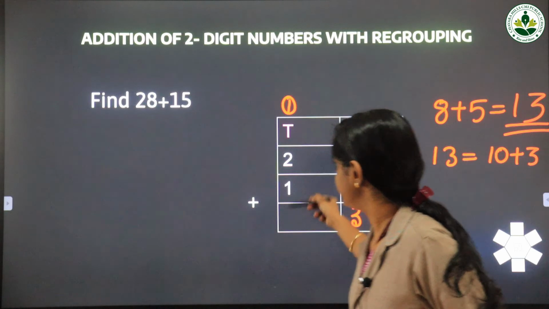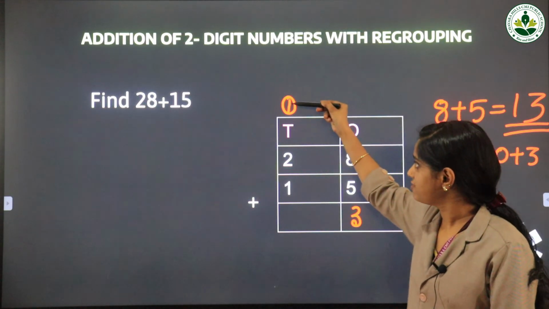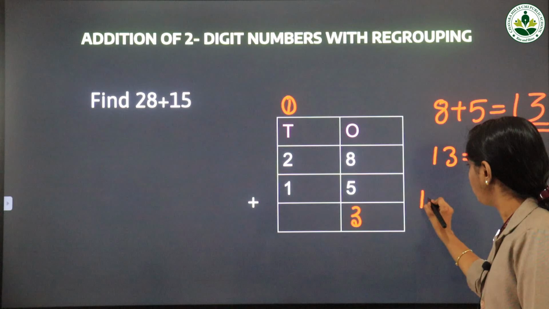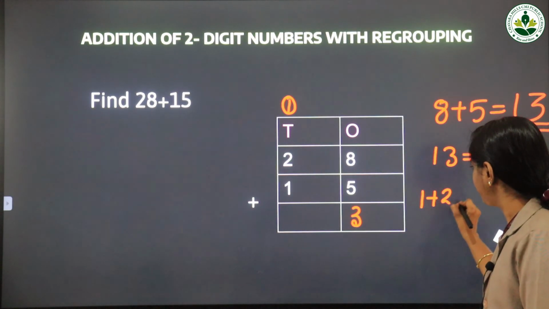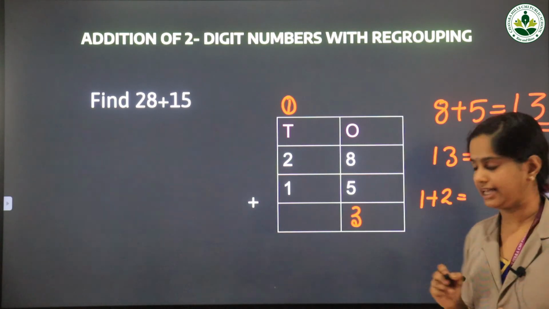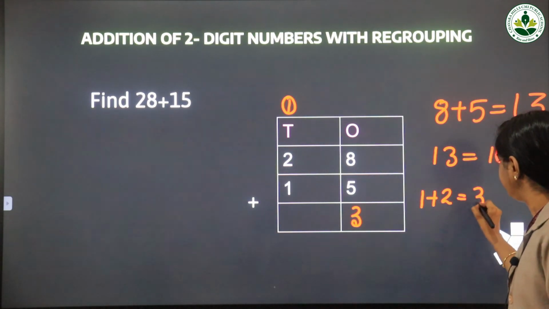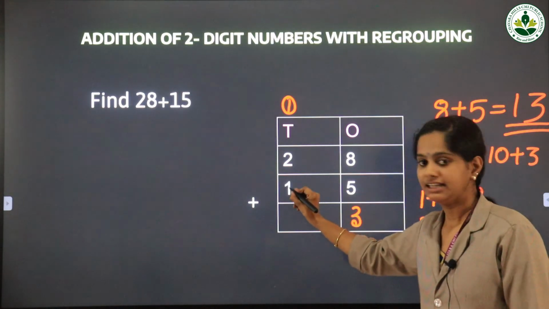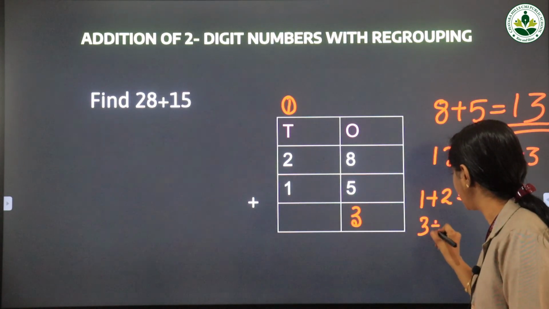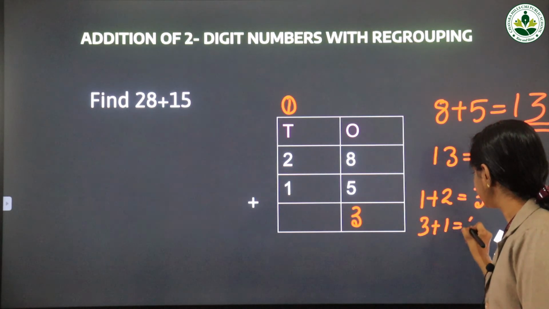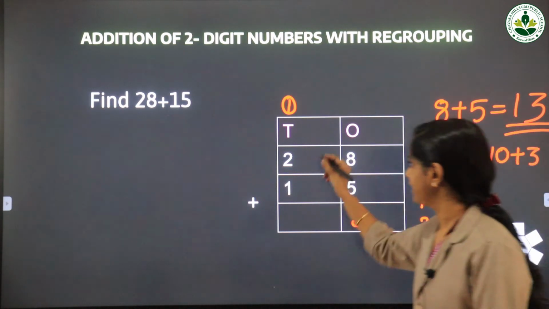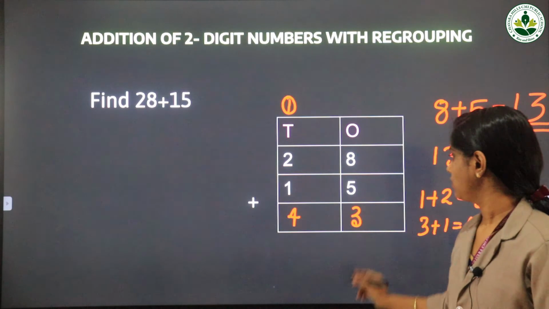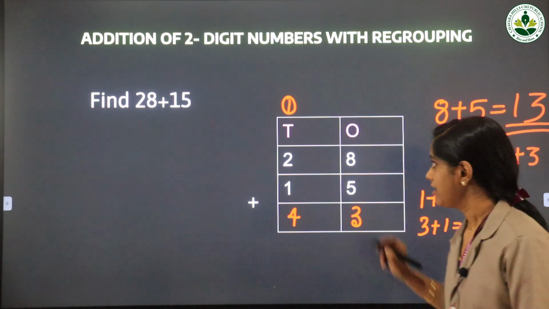Then, we add the digits in the tens place. First we add 1 plus 2. 1 plus 2 is equal to 3. Then again we add 3 plus this 1. 3 plus 1 is equal to 4. We write 4 in the tens column. So 43 is the sum.